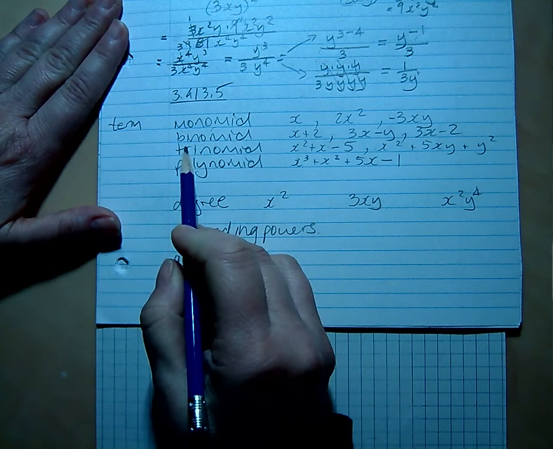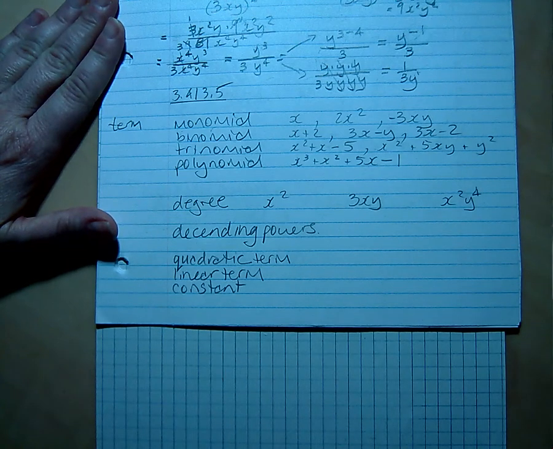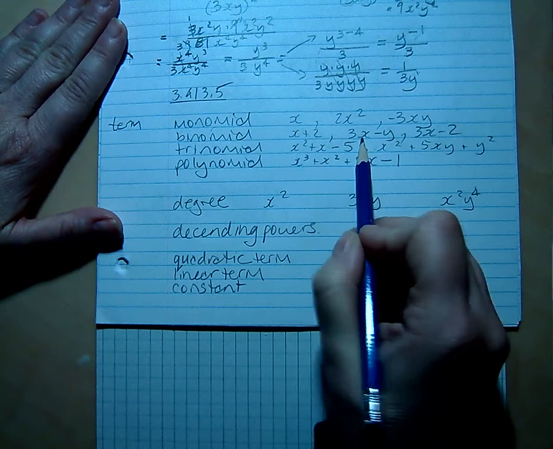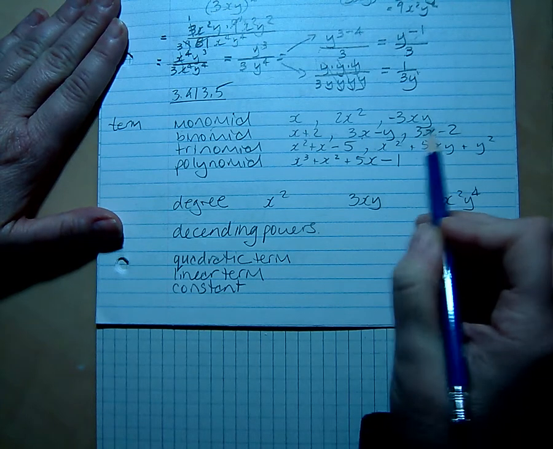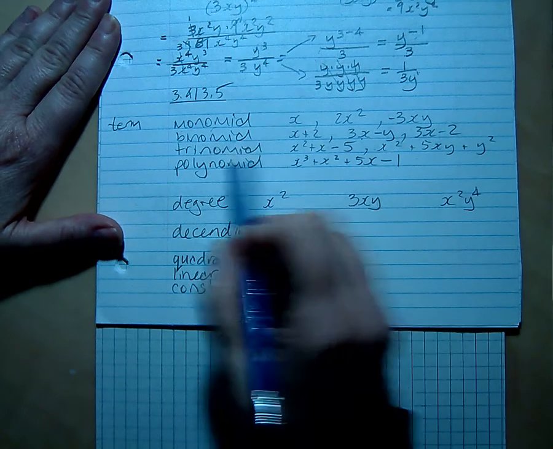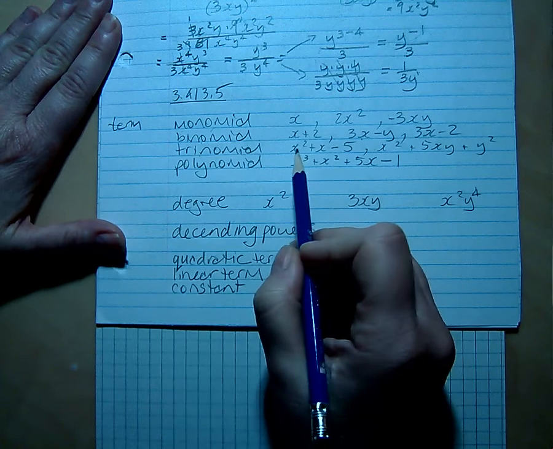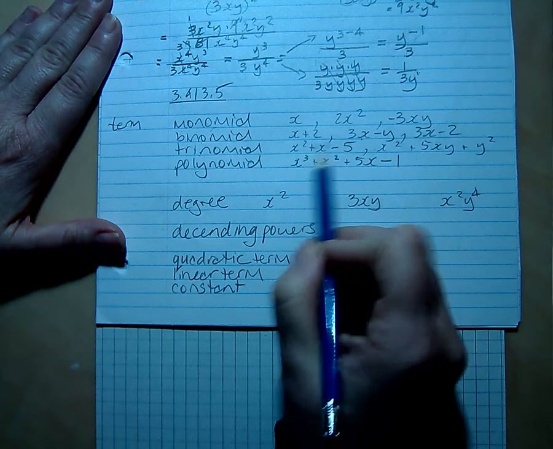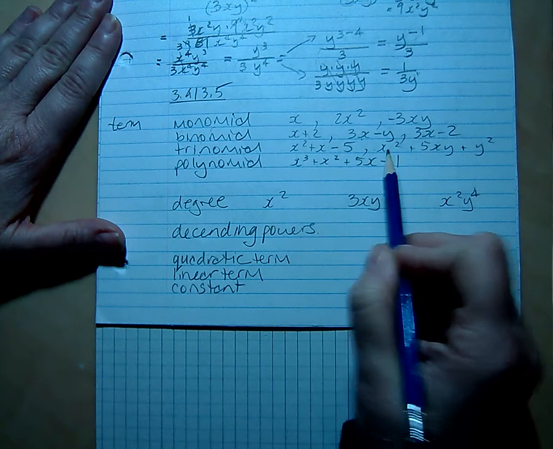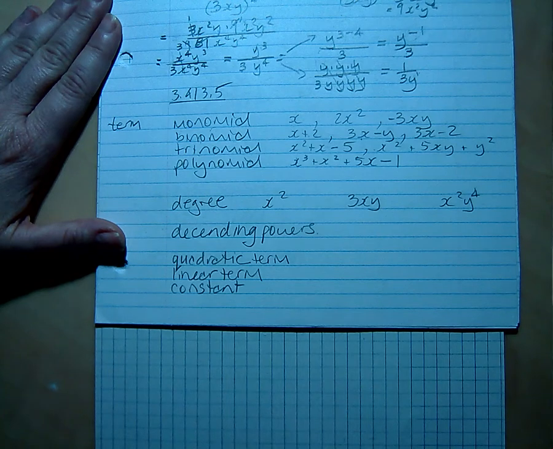A binomial, bi always means 2, like a bicycle has 2 wheels, okay? So there's this plus this, or this minus this. These are both different terms, and they're separated by plus or minus signs. That's called a binomial. A trinomial, as you may guess, has 3 terms, and they can be plus, minus, both, it doesn't matter, but there's 3 separate terms. Here are 2 examples where they're separated by plus or minus signs.